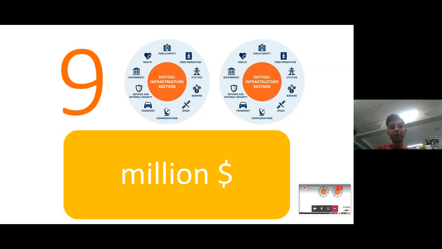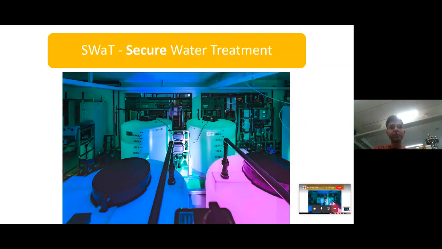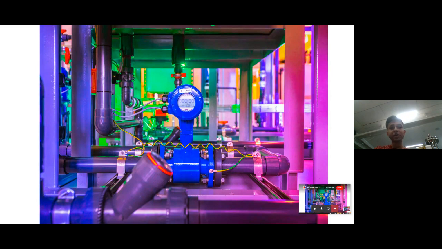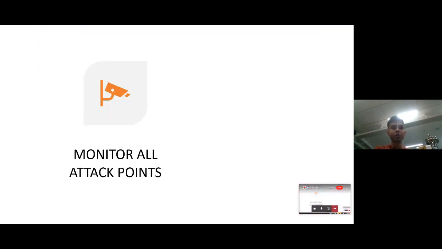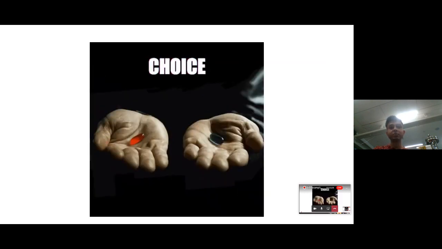It's a $900 million cybersecurity market, and we do not want another SingHealth cyber attack scenario, and definitely not another cyber physical attack scenario. This is where test beds like the one I am at, the Secure Water Treatment test bed at SUTD and iTrust, come into the picture. And this is where apps like PlantAR can be very useful. It helps us to monitor all the attack points, and helps us visualize operations and security, because we always have a choice between believing what the system wants to tell us versus what the real value is, and show them to the users in a very friendly way through augmented reality applications.